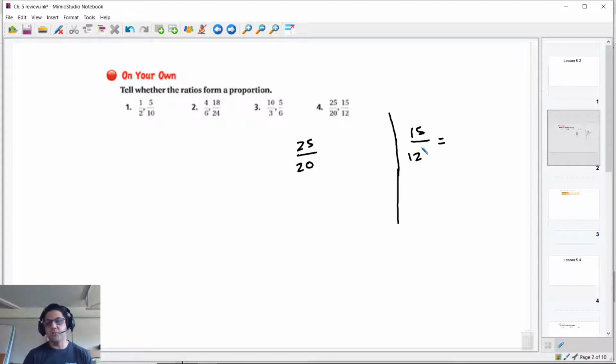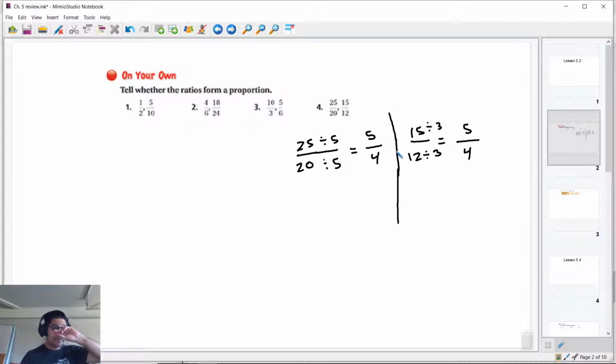So again, a 12 and 15 can both be divided by 3. So that's going to give me 5 over 4. Now I'm hoping this one will also give me a 5 over 4. Let's see, 25 divided by, well, they can both be divided by 5. 25 divided by 5 is 5. 20 divided by 5 is 4. Oh yeah, look at, they're the exact same. So therefore, these two ratios are proportional.